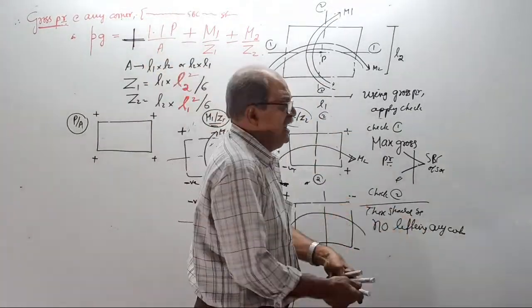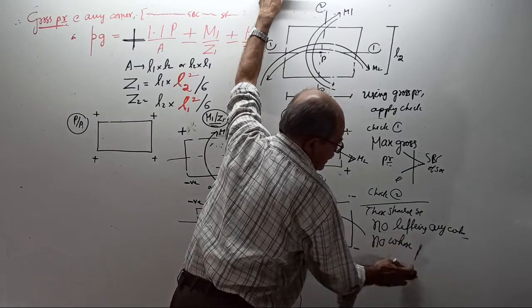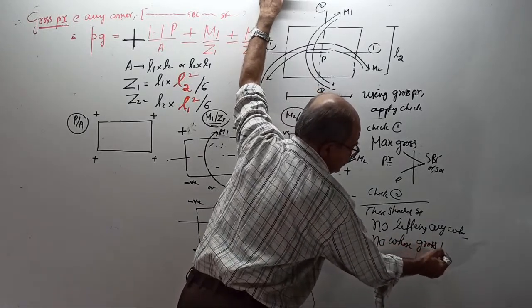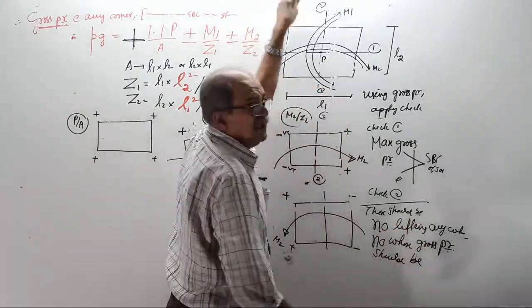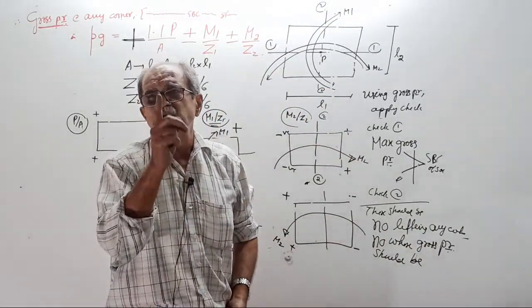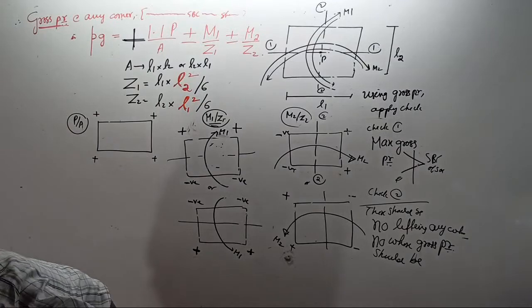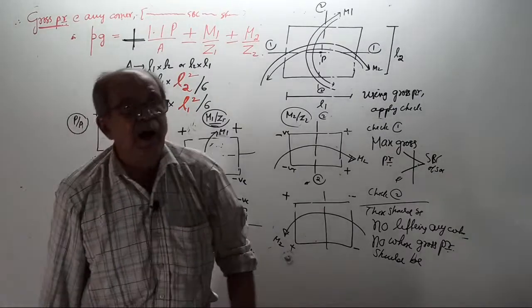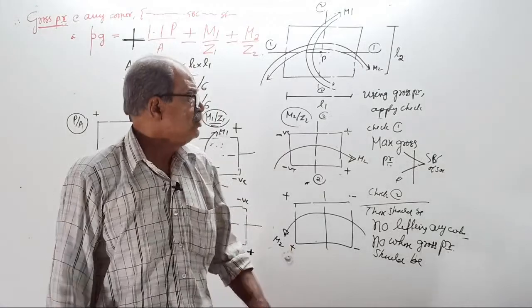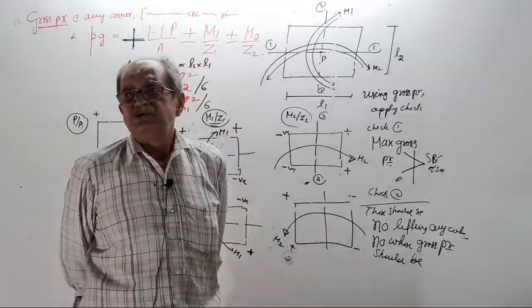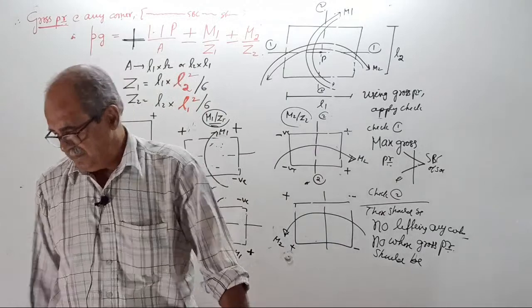For no lifting anywhere, tell the answer. Nowhere gross pressure should be what? We want, up to some limit, no problem. If it goes beyond the limit, lifting will come. Lifting should not come. So, maximum gross pressure should not exceed SBC, and nowhere gross pressure should be what?